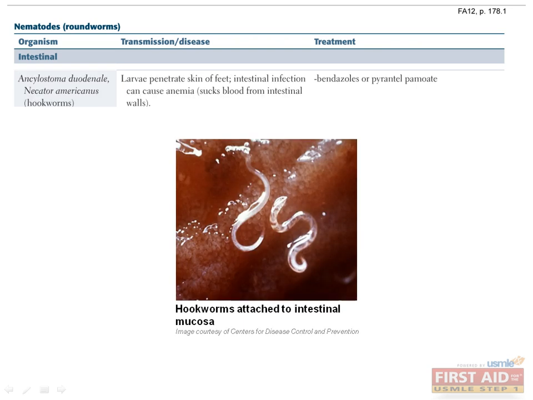Ancylostoma duodenale and Necator americanus are known as hookworms because they have a characteristic hook in their mouth that allows them to attach to intestinal mucosa. Just like Strongyloides, larvae of these two hookworms are found in contaminated soil and penetrate the human skin, usually through the feet. An intestinal infection as well as microcytic anemia can occur as the adult worms attach their hooks to the intestinal mucosa and feed off the host's blood.